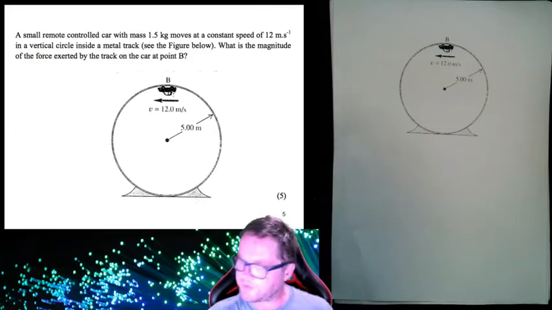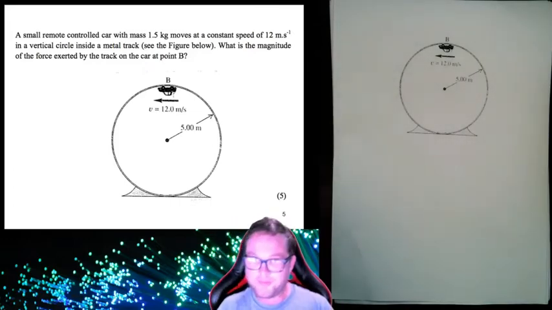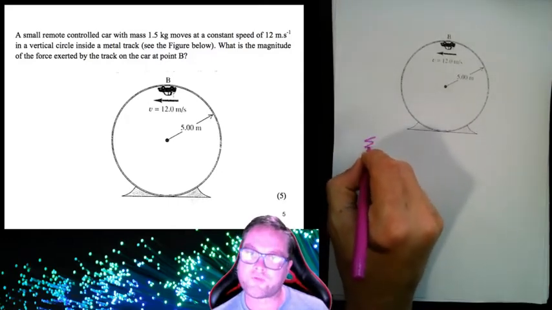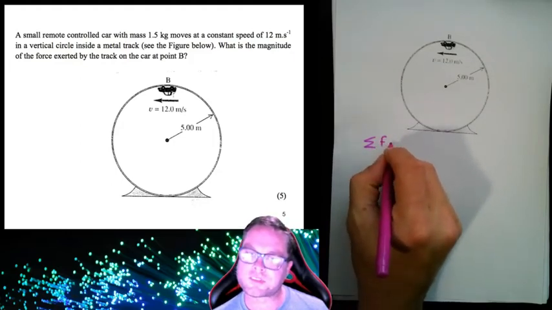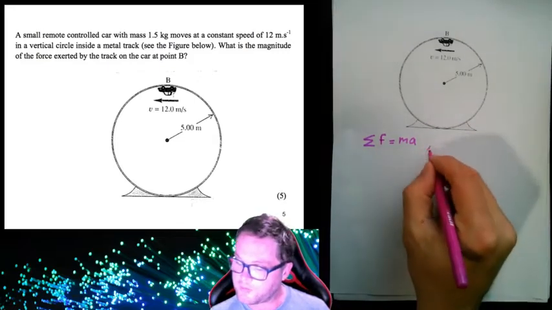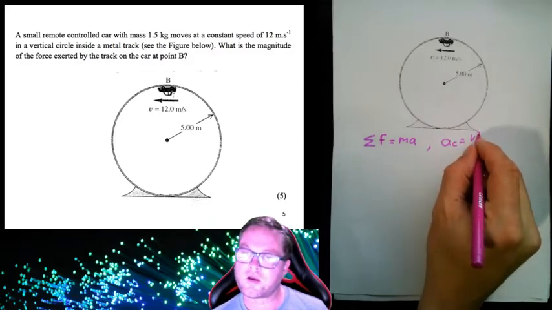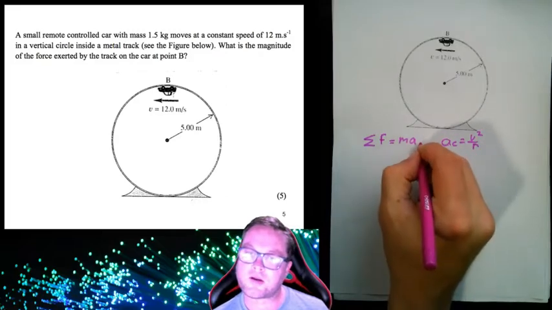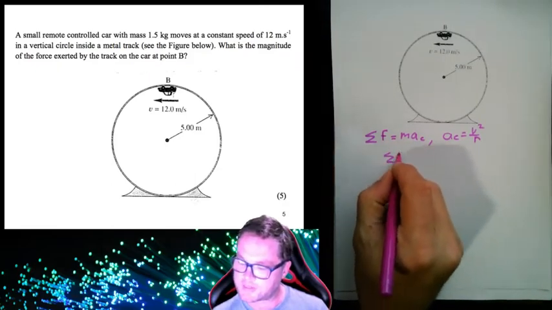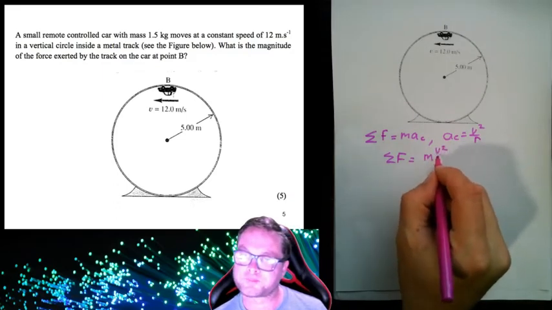Let's remind ourselves of the equation that we're going to be using to solve the problem. We're going to be combining the two equations that we saw before. The first equation is the sum of the forces is equal to mass times acceleration. That's Newton's law. We're going to be combining this with the equation: the centripetal acceleration is equal to v squared over r. When we combine these two equations, the equation that we're going to be using is the sum of the forces is equal to mv squared over r.